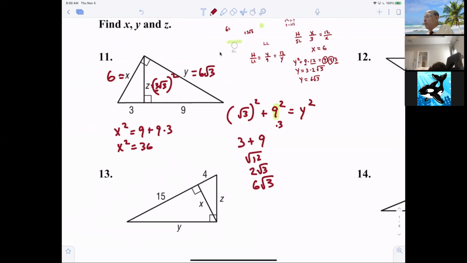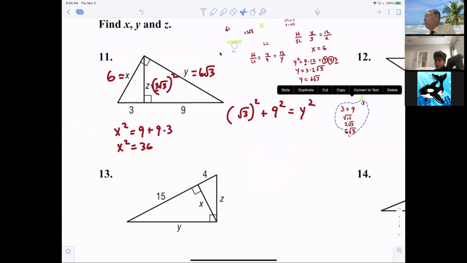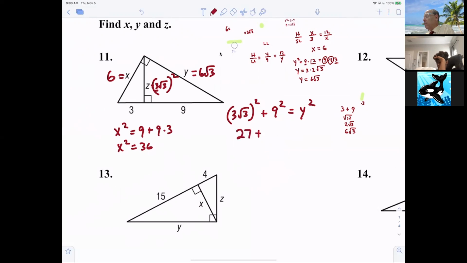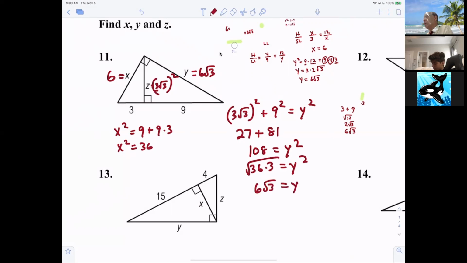6 radical 3. Now let's just say for whatever reason, you're like, man, that's just crazy, I'm never going to be able to do that. All right, so let's just go back to where it was. What is 3 radical 3 squared again? 27. 9 squared is what? 81. 81 plus 27 is 108 equals y squared. 108 is obviously 36 times 3, right? Square root, 6 radical 3. Same thing.